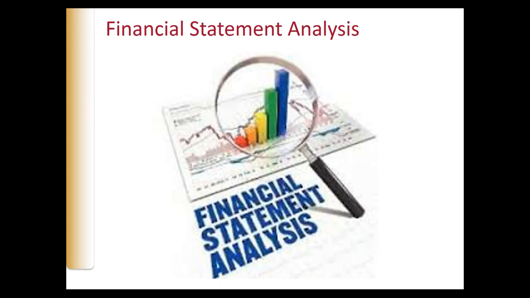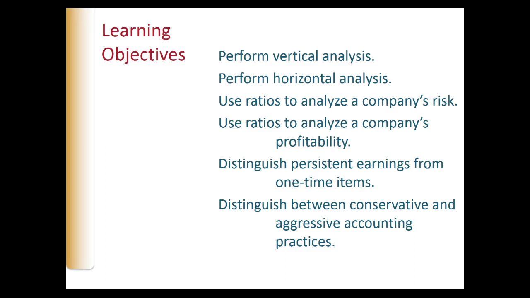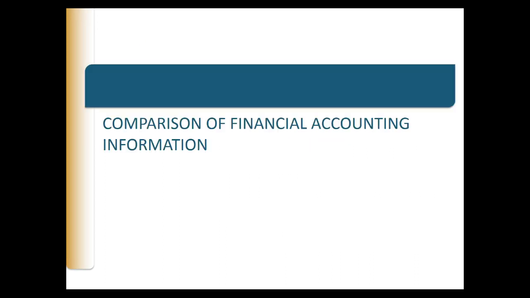This lecture will cover financial statement analysis. Some of the items we are going to review today include performing vertical analysis, horizontal analysis, using ratios to analyze a company's risk, and then using ratios to analyze the profitability of a company. We'll distinguish persistent earnings from one-time items, and then we'll talk about conservative and aggressive accounting practices.